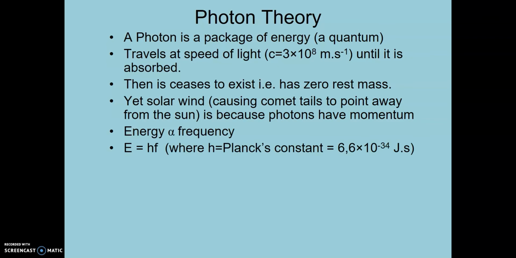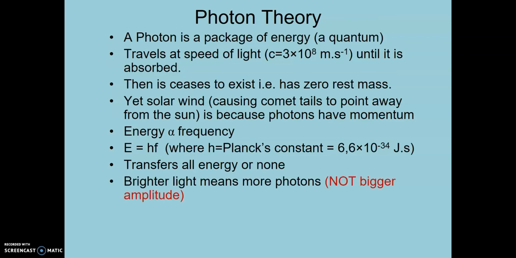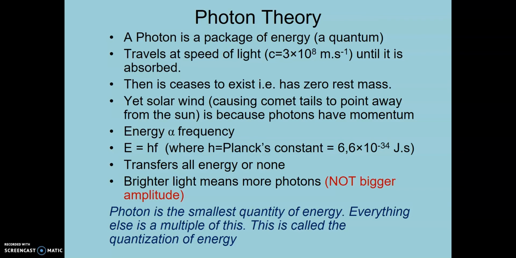Energy is proportional to frequency, and this is Planck's famous equation, E equals hf. Planck's constant is a very small number, but it allows us to calculate the energy of each individual photon. And a photon transfers all of its energy or none of its energy. Bright light just means that there are lots of photons, not a bigger amplitude. The photon is the smallest quantity of energy, and everything else is thus a multiple of this. And that is what we mean by the quantization of energy.